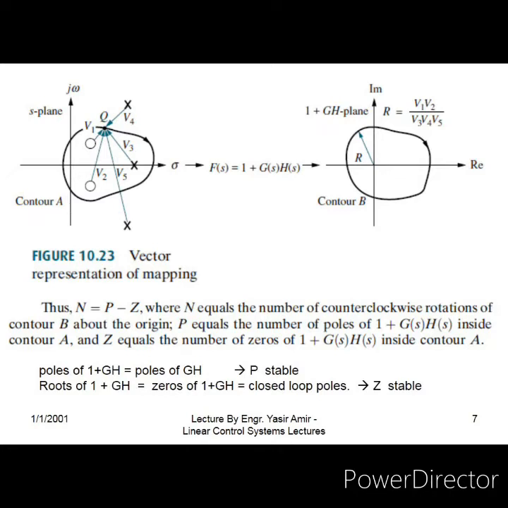The poles of 1 plus GH are not the poles of the closed loop transfer function, but the poles of 1 plus GH are equal to the poles of GH. The poles of the closed loop transfer function, which is G upon 1 plus GH, are equal to the zeros of 1 plus GH. So this is the difference that you must keep in your mind. The zeros of 1 plus GH are the closed loop poles, whereas the poles of 1 plus GH are the poles of GH. And we will see this again in the next slide, considering an example.